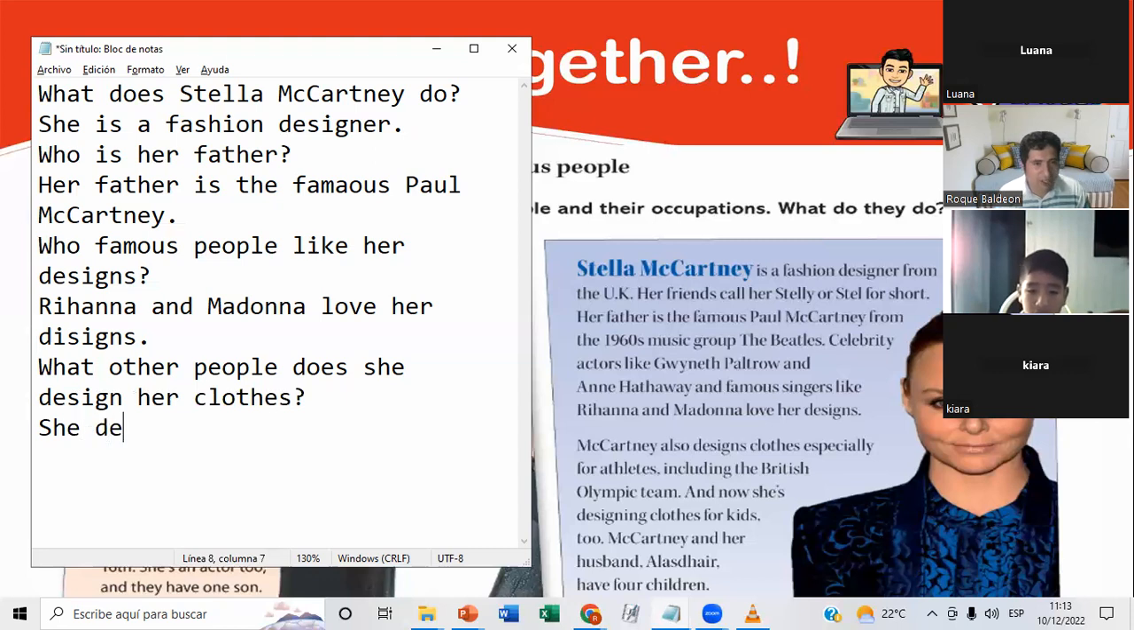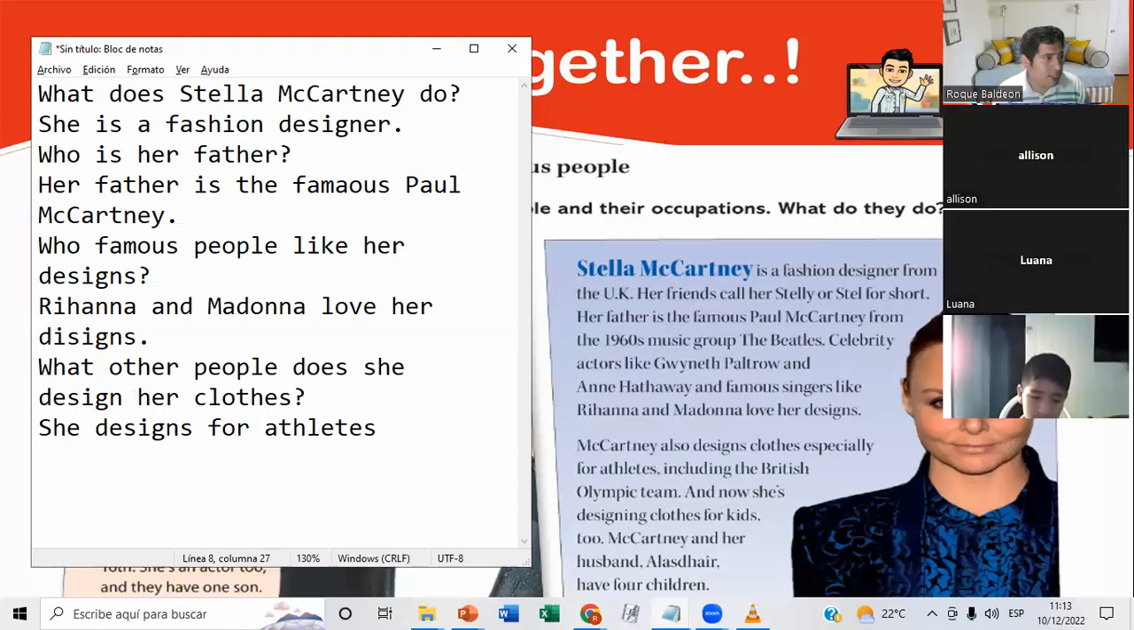Excellent. Very good. She designs for athletes, very good, awesome. She designs for athletes, okay? And also the British Olympic team, no? The British Olympic team, that's it, very good, awesome.